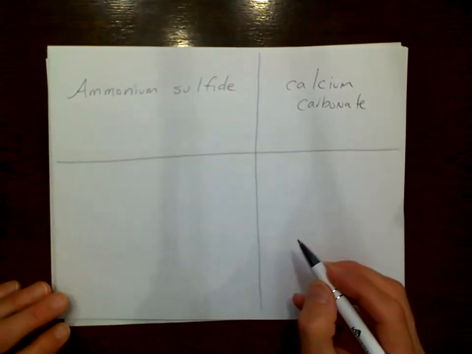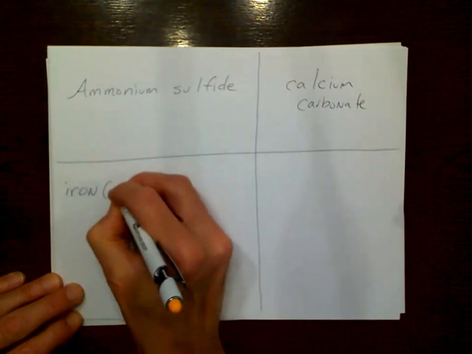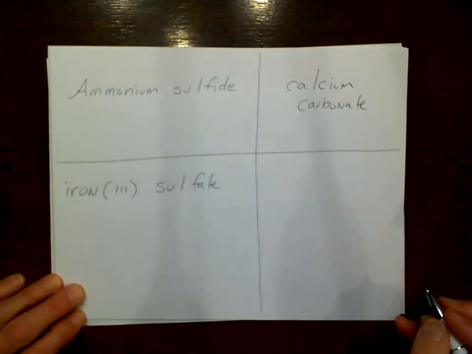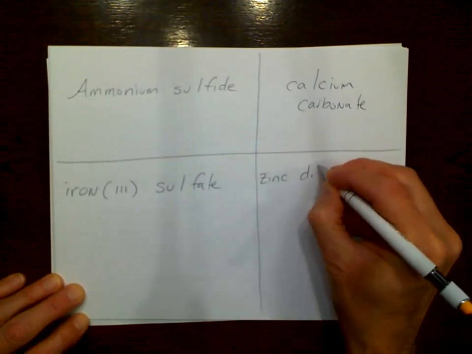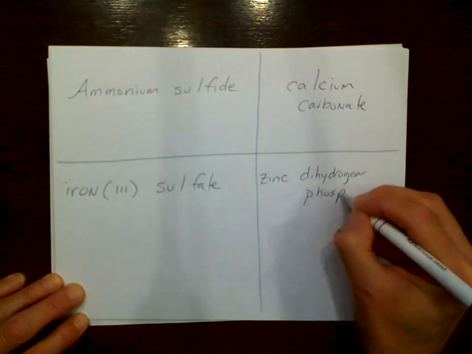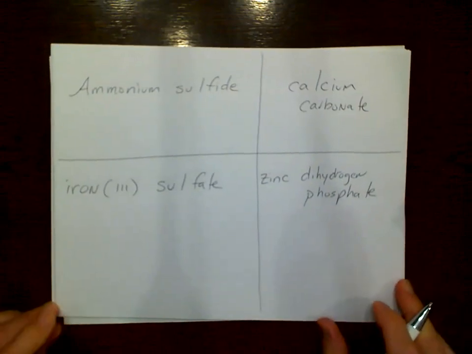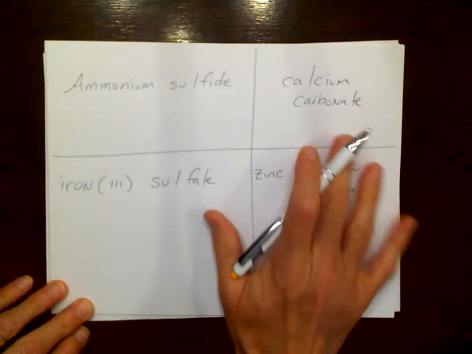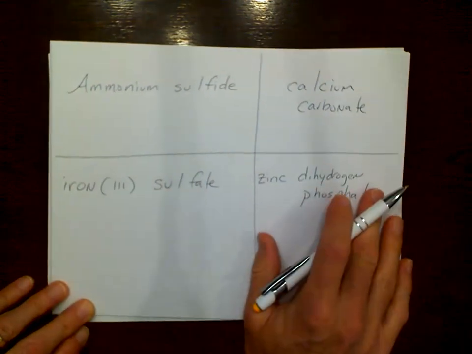And then I also want us to try iron 3 sulfate. And we're also going to try zinc dihydrogen phosphate. Okay. So how are we going to name these? Well, having these names and formulas memorized is going to be key for you here. If you don't have them memorized, you're going to be out of luck. That's just the way that it is.